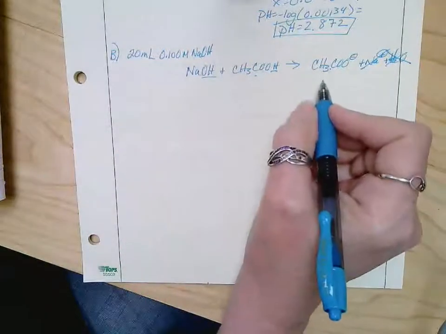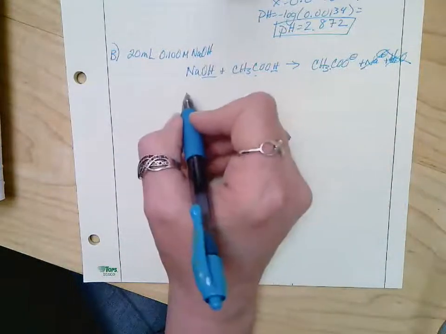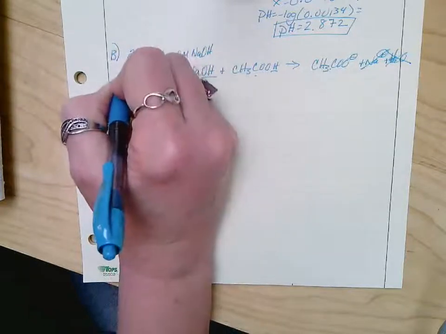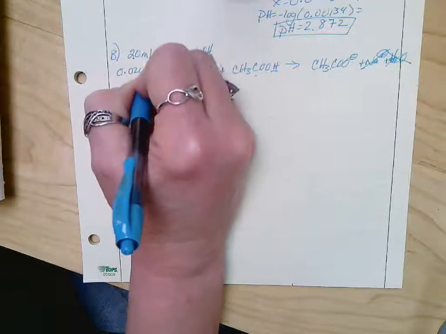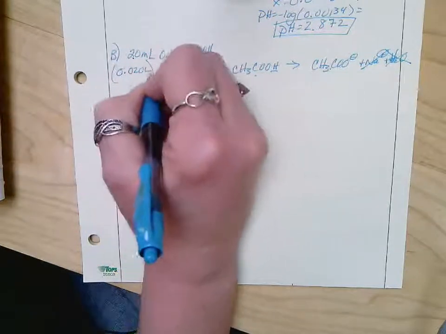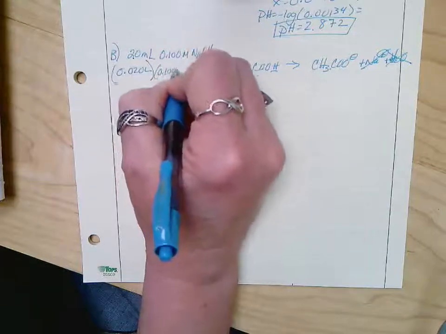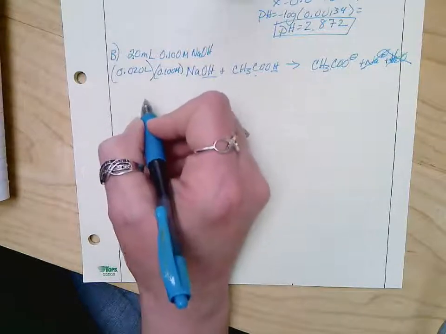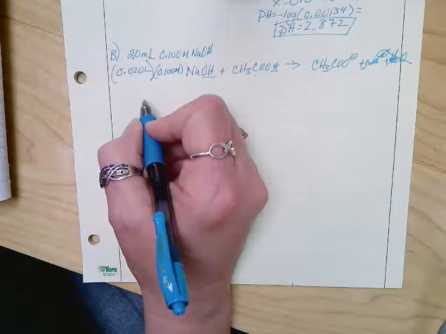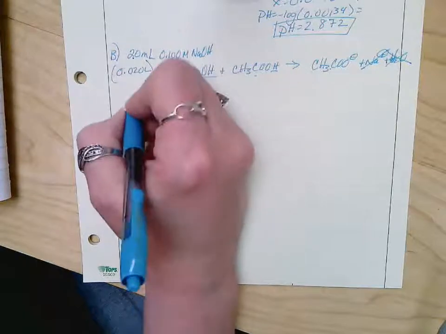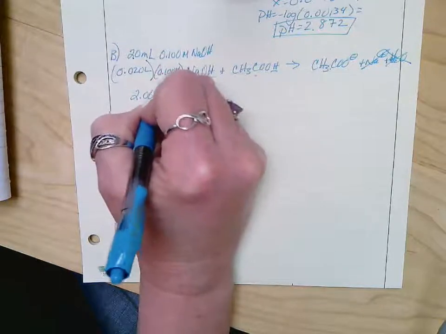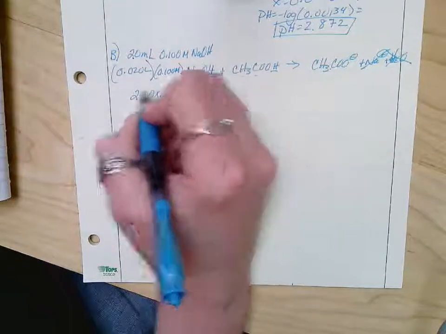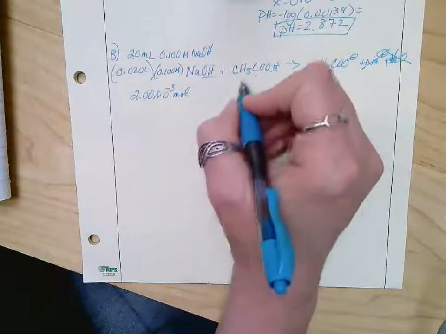When I do this kind of reaction, I have to do it in moles. So I'm going to convert these to liters. So this is going to be 0.020 liters times 0.100 molar, and that tells me how many moles I have. So 0.02 times 0.1 equals, surprisingly enough, 2.00 times 10 to the negative third moles. That's how many moles of NaOH I have, or hydroxide ions.